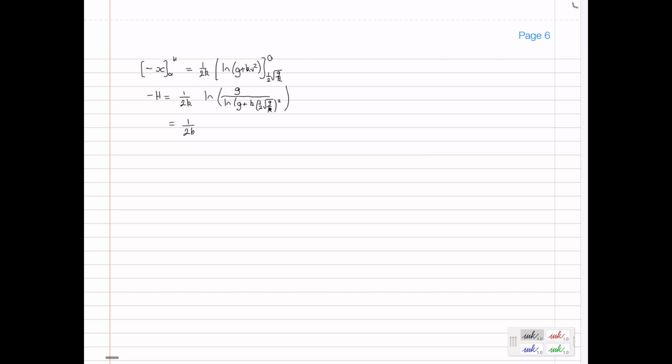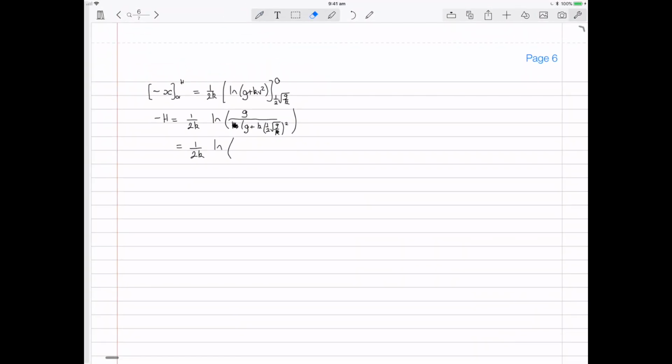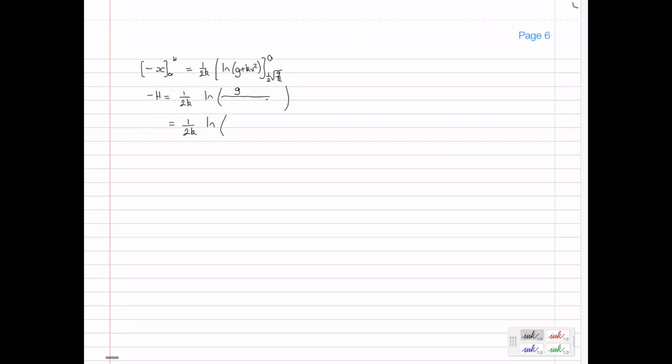So that's 1 on 2k times log of, right, let's try to, oh, what have I done here? Why is this log? That shouldn't be a log there. Actually let's just rub it out and rewrite it. Alright, so that is g plus k times 1/2 the square root of g on k squared. Alright, that's better. And then we have g on top, and here I have g plus k times 1/4 times g on k.